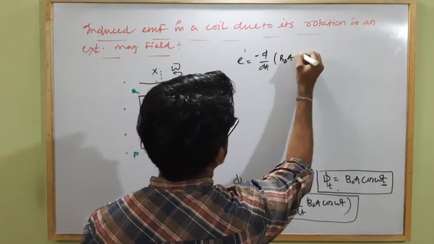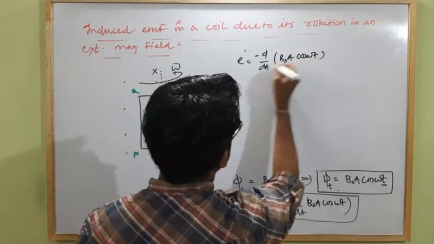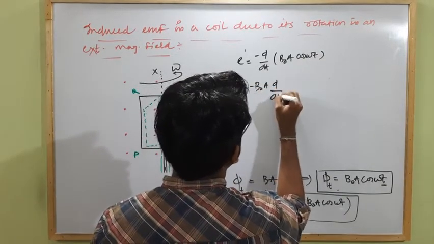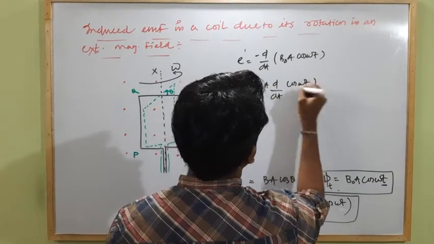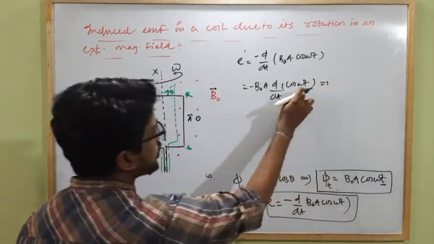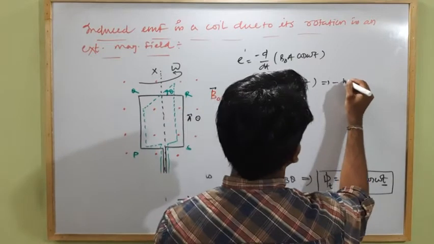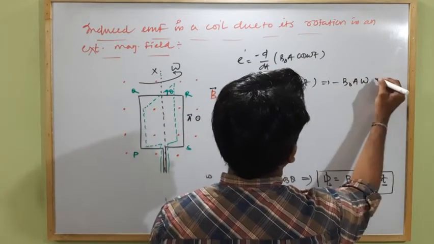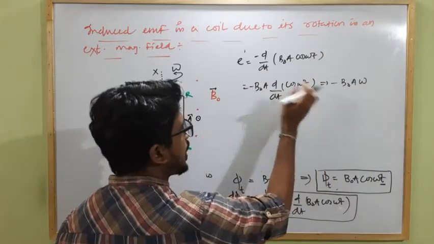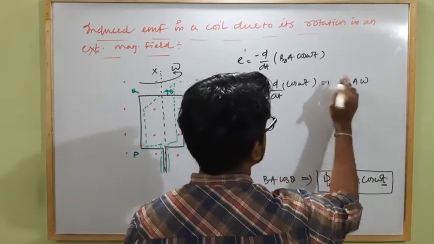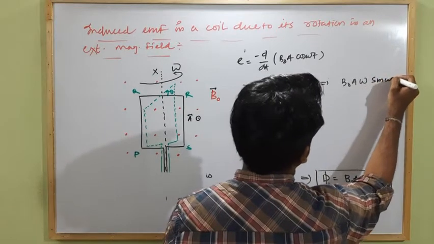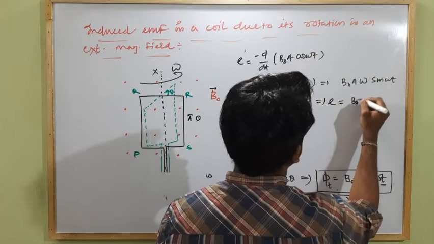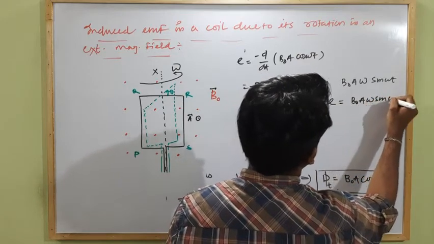Here B naught A is constant, so taking out B naught A: minus B naught A into d by dt of cos omega t. So this implies the derivative of cos omega t with respect to t will be minus omega sin omega t, so the minus signs cancel and it becomes plus. So this will be the induced EMF E equal to B naught A omega sin omega t.